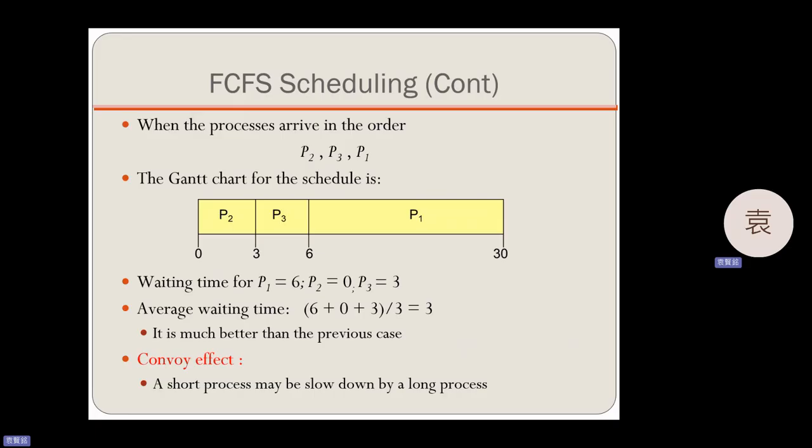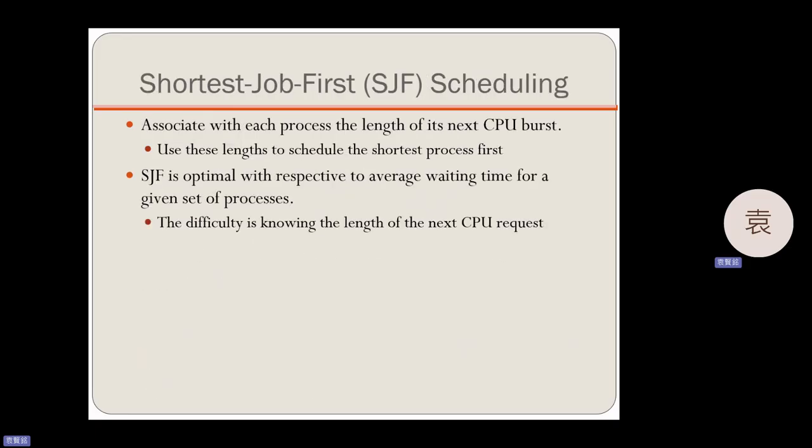If we schedule a long process before a shorter process, then the short process will wait for a long time, and the average waiting time will be increased. However, if we schedule the short process first, relative to the long process, then the average waiting time can be reduced. So eventually we have this shortest job first scheduling.